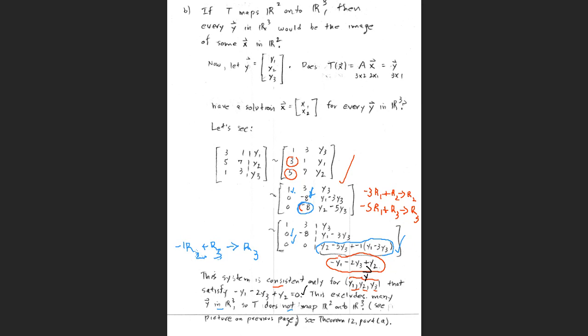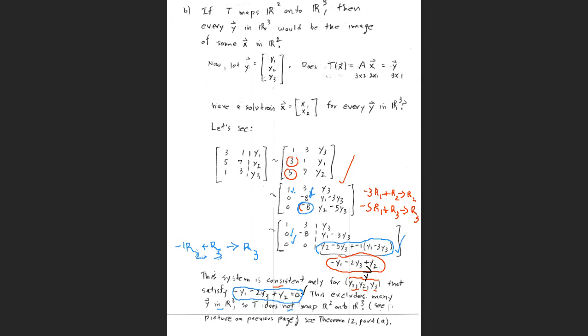And the picture on the previous page, remember I said, what does the range look like under this transformation? I said it was this plane here, negative y1 minus 2y3 plus y2 equals 0. And that's because the y coordinates have to satisfy that constraint. So that means, hey, that's your plane.